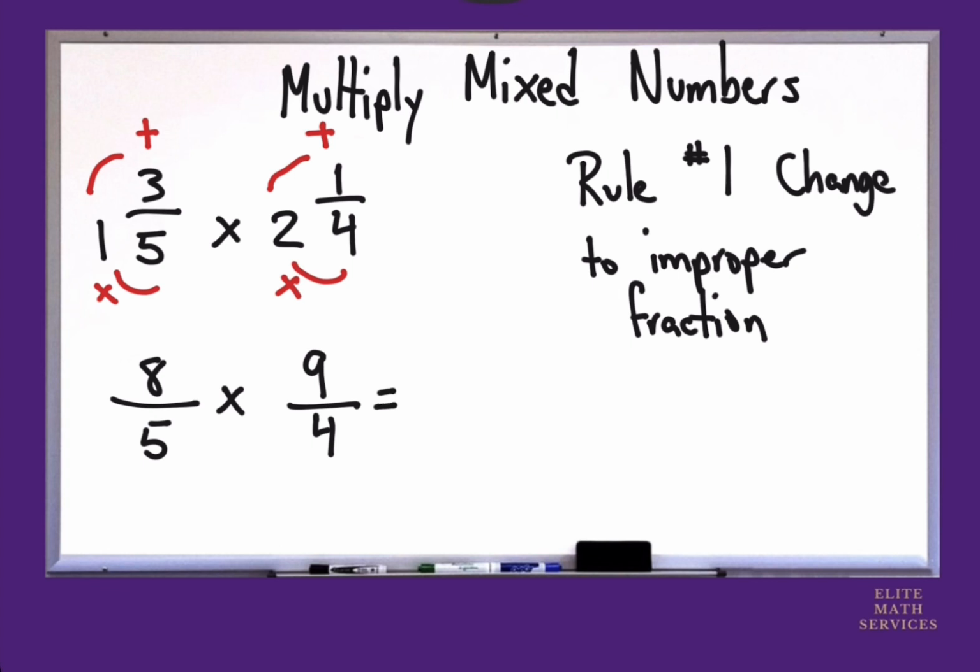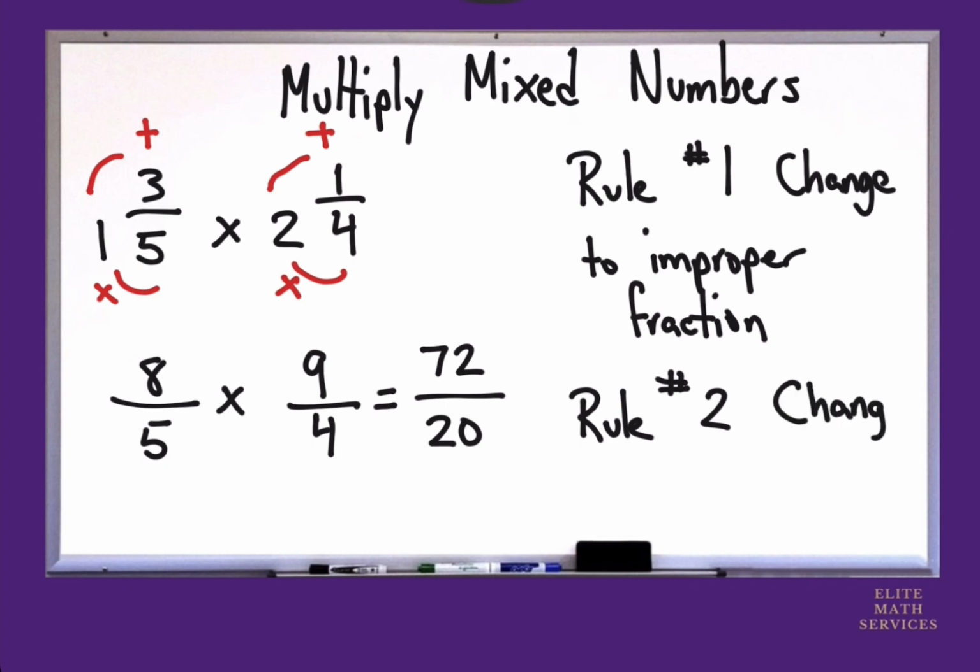Now that we have them in improper fractions, we can go ahead and multiply across. 8 times 9 gives us 72, and 5 times 4 gives us 20. Now here we're not done because we're left with an improper fraction, and our answer cannot be in the form of an improper fraction. Rule number 2 is we must change this improper fraction back into a mixed number, which was the original form.